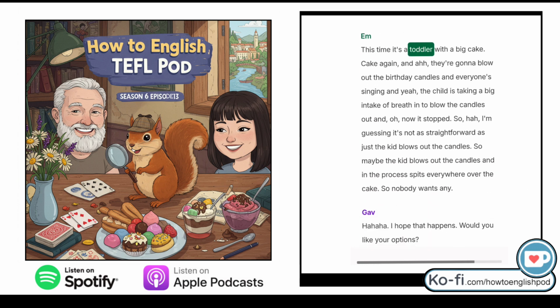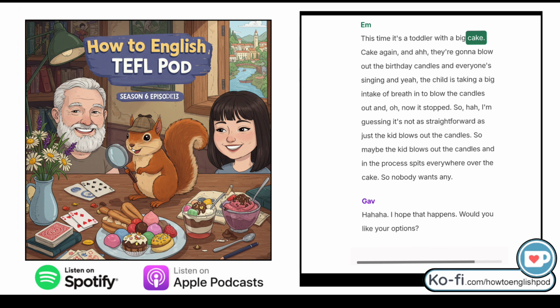This time it's a toddler with a big cake. Cake again. And they're going to blow out the birthday candles. And everyone's singing and the child is taking a big intake of breath in to blow the candles out. And now it's stopped. So I'm guessing it's not as straightforward as just the kid blows out the candles. So maybe the kid blows out the candles and in the process spits everywhere over the cake. So nobody wants any.